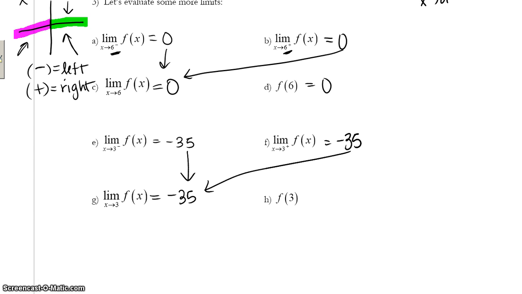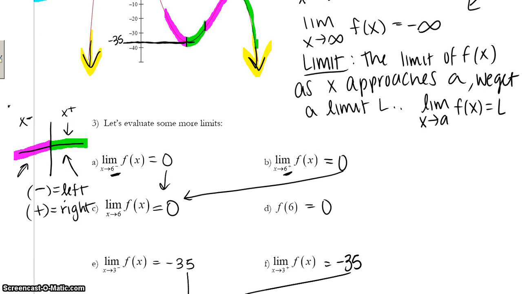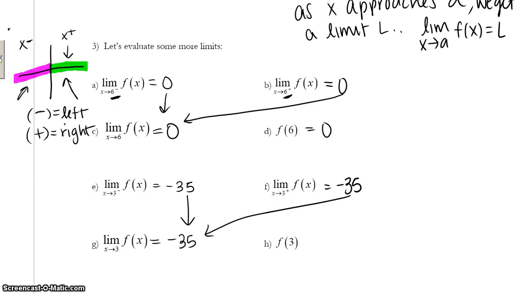And f of 3, this point right here, is 3 comma negative 35. And again, this is an estimate. You could have said 36, 37, somewhere between, under negative 30 but above negative 40, somewhere in between here. So f of 3 is equal to negative 35.